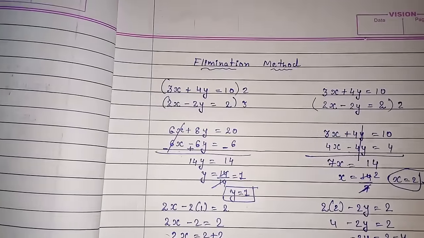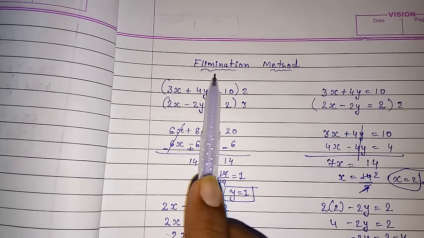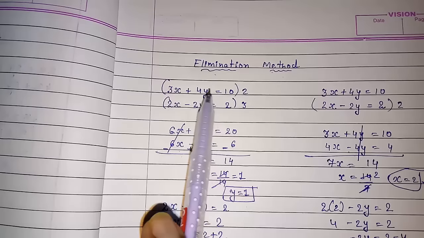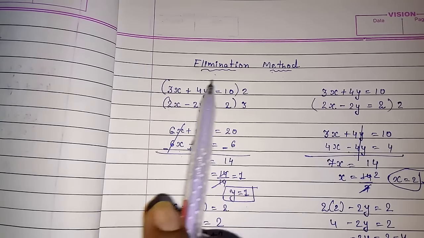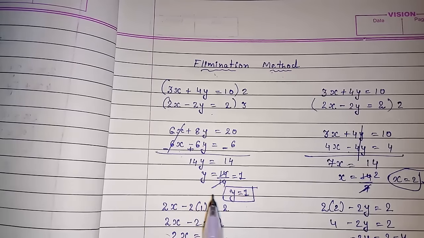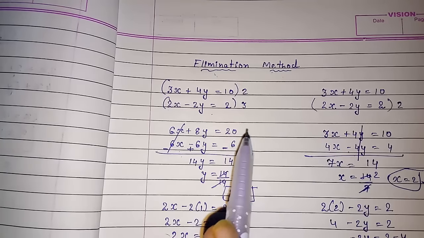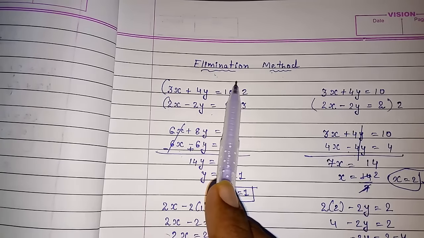So this way we can solve any pair of linear equations with two variables with the elimination method. Out of all the methods of solving, I find that the elimination method is the easiest among all. So I use the elimination method in all my word problems. Everywhere I use this only.